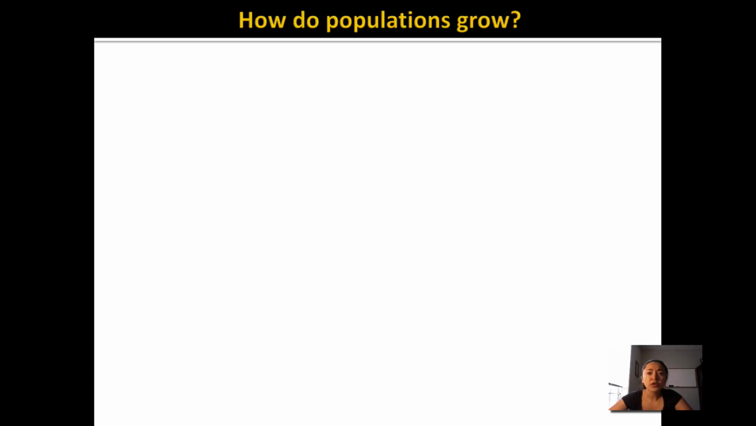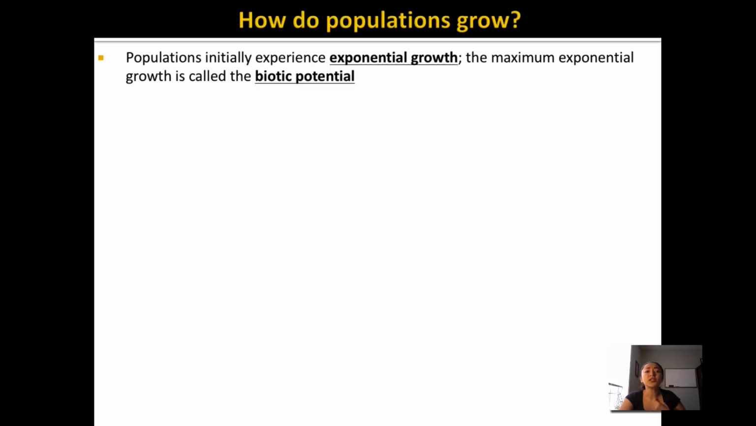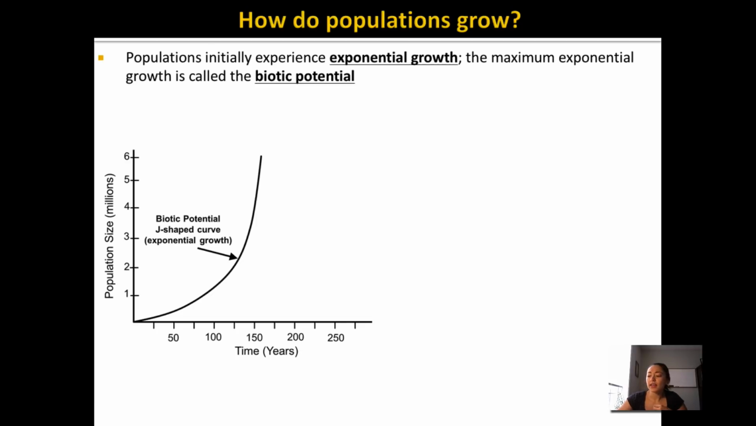So there's two different types of population growth curves that you should know for this exam. Know that when populations initially begin to grow, they tend to experience what's called exponential growth. And the maximum exponential growth a population can experience is called its biotic potential. So if we were to look at the biotic potential of a population, we would see that over time, the population would grow exponentially. We also call an exponential growth curve a J-shaped curve because it has this J shape.